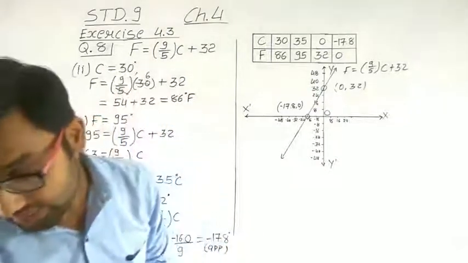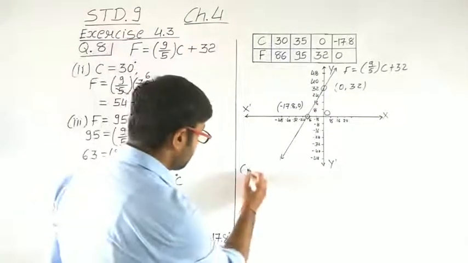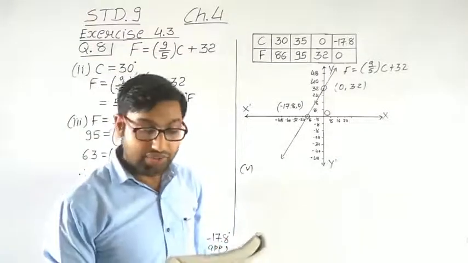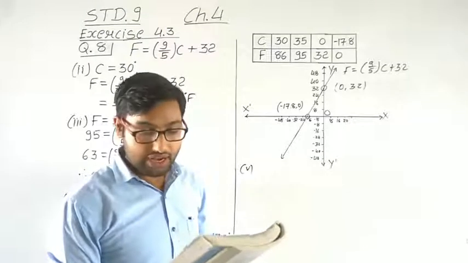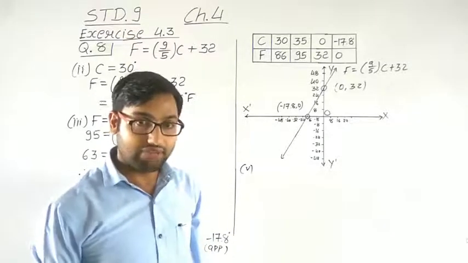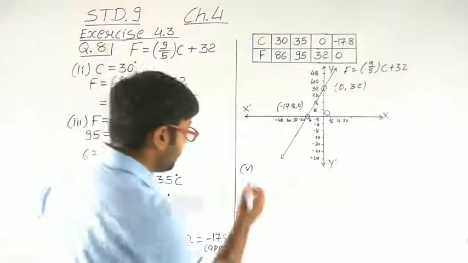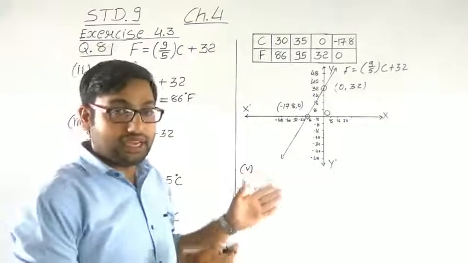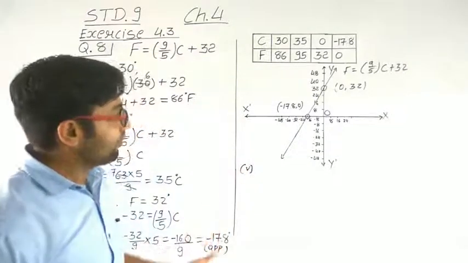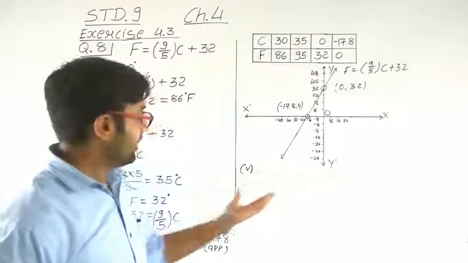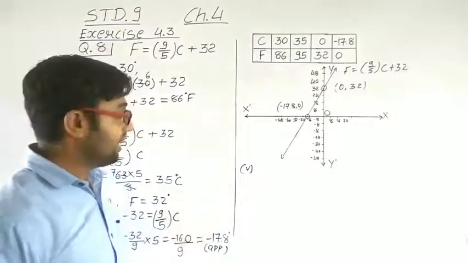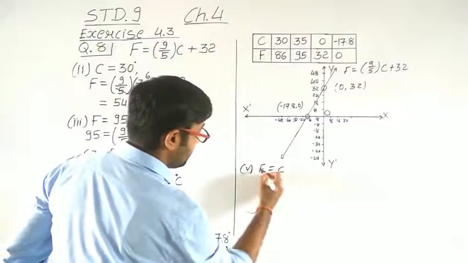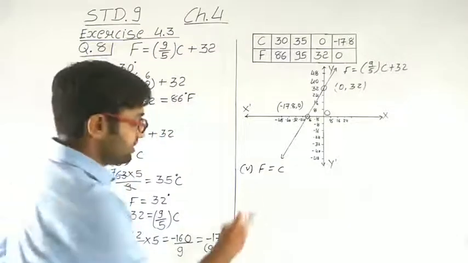Now the last question, that is the fifth one, is there a temperature which is numerically the same in both Fahrenheit and Celsius? If yes, find it. So here we have been asked whether the values of C and F may be equal at any value. This we can find out from the graph also and by calculating the sum. How can we calculate? We can take the value of F and C equal.